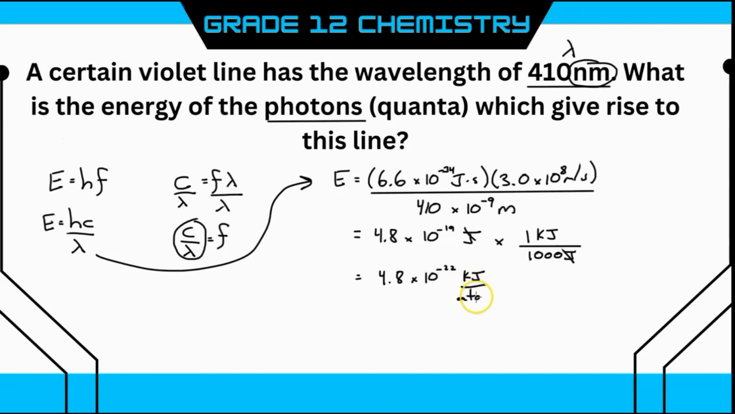Then to get it in moles, what we're going to do is multiply by Avogadro's number. So we have 6.023 times 10 to the 23 atoms per mole. That's going to get us in kilojoules per mole, which is a value of 2.9 times 10 to the 2, or 290 kilojoules per mole.